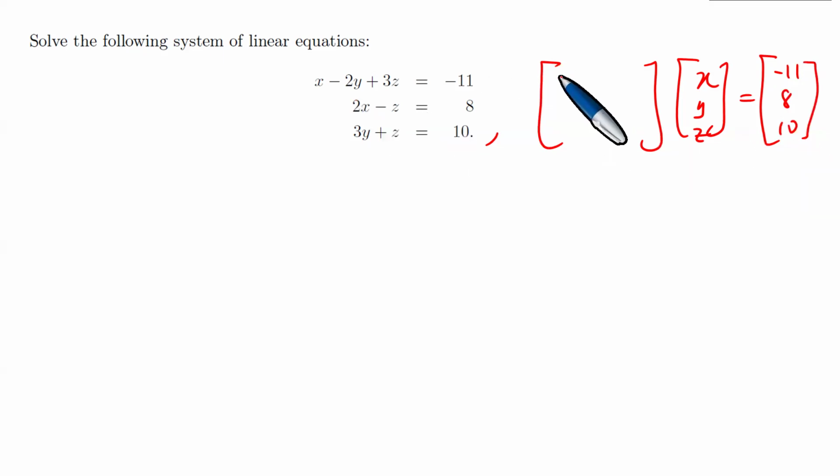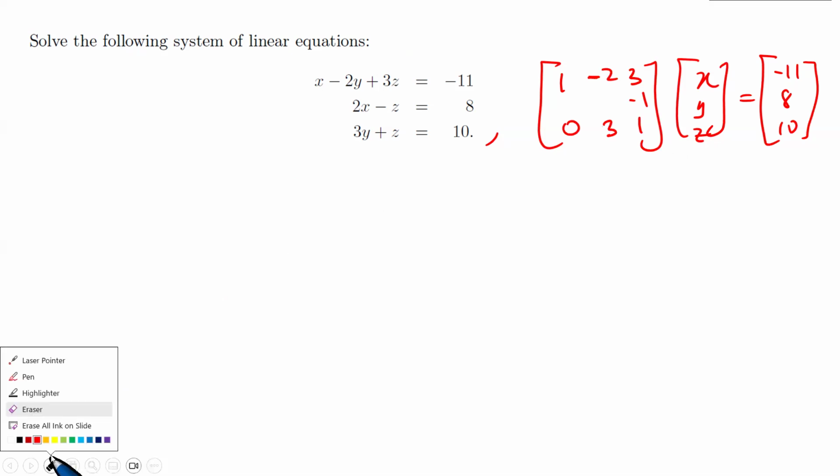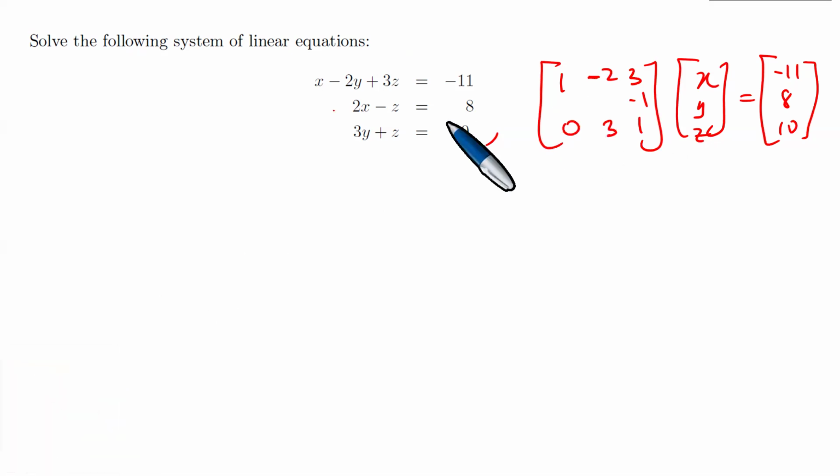Then we're going to have here 1, minus 2, 3, 0, 2, minus 1, 0, 3, 1. Why is it 0? Okay, because x is 2. Let me check here. Okay, let's talk about this. Because x is 2 and then y is 0 here.